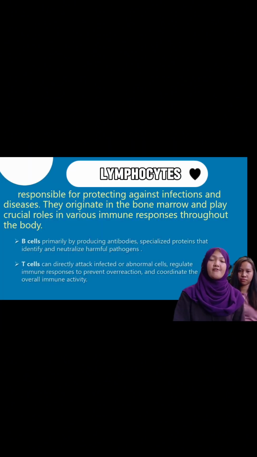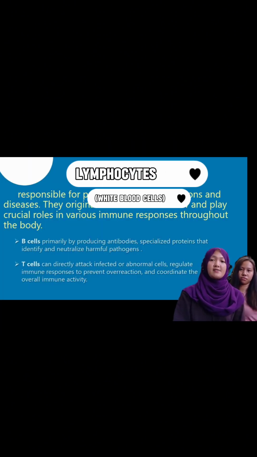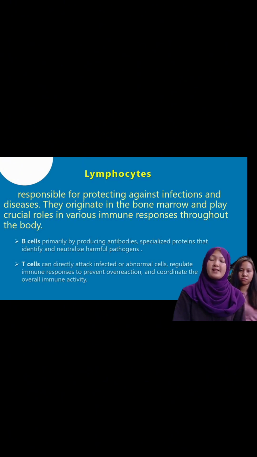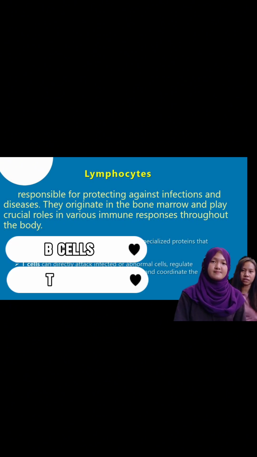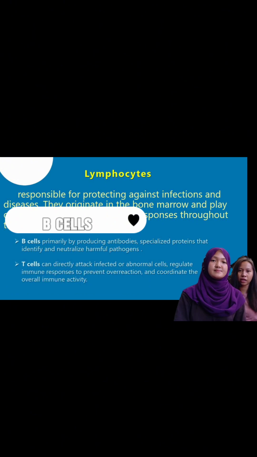Lymphocytes are types of white blood cells. These are the soldiers of our body's defense system, patrolling around to identify and attack harmful invaders like the bacteria and viruses. Two main types, we have the B cells and T cells. So B cells produce antibodies.